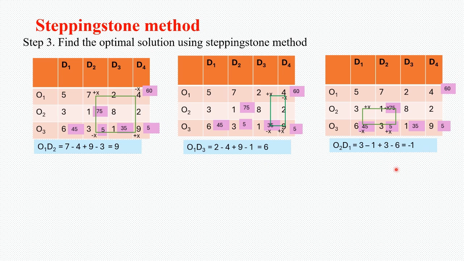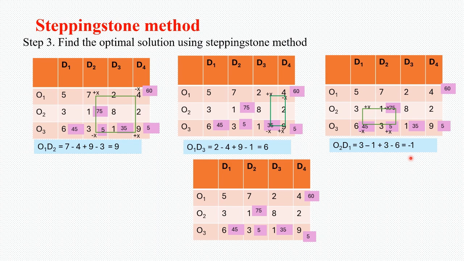Next unallocated cell O2D3, we shall start from this cell. The closed loop is drawn like this. Assign plus and minus signs alternately at each turn. Calculate the improvement in cost. O2D3 is equal to 8 minus 1 plus 3 minus 1, which is equal to 9.